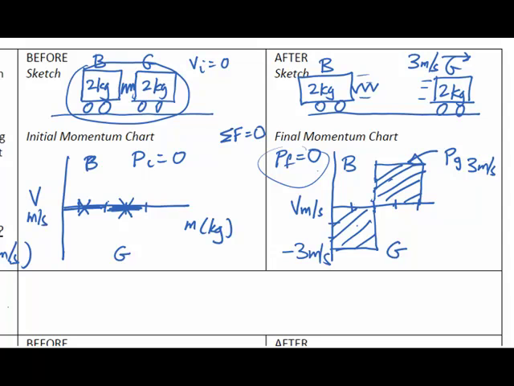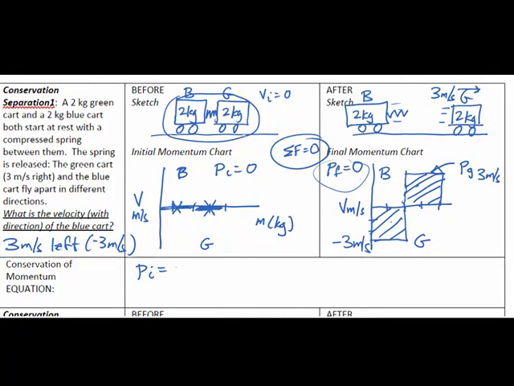Okay. Conservation of momentum equation. If there are no net external forces, and we know that here because anything that's interacting we've included as part of the system, we know that the initial momentum is equal to the final momentum. That's the conservation of momentum equation. Now let's take a look at what makes that up. Our initial momentum is equal to, in this case, the mass of our blue cart times the velocity of the blue cart initial plus the mass of the green cart times the velocity of the green cart initial.